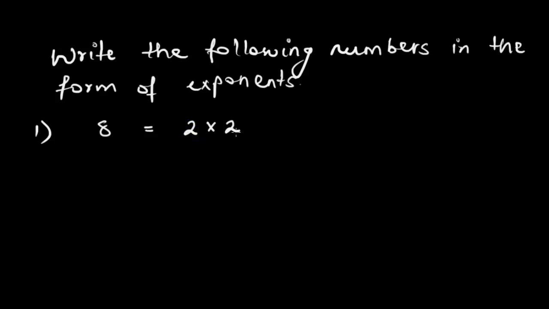So when we multiply 2 with itself 2 times, we get a 4. And when we further multiply it by another 2, then we get an 8. Therefore, 2 multiplied with itself 3 times gives us an 8. So 8 can be written as 2 to the power of 3.